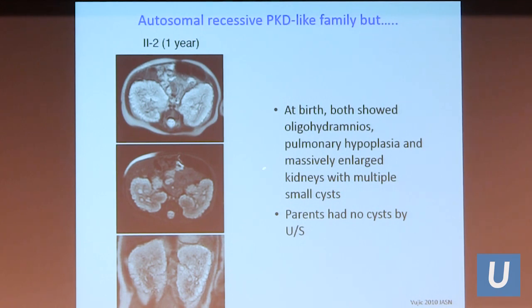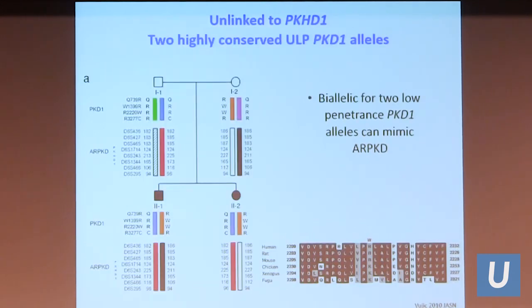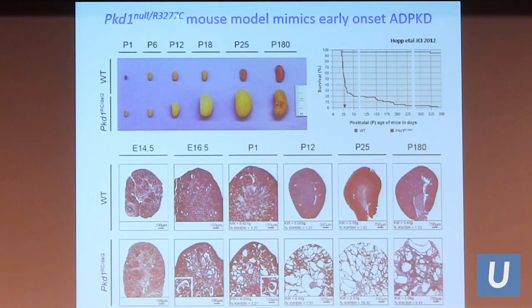We can also get a presentation that looks even more like ARPKD, as we can see in the case here, where there's apparently a negative family history. If we do the genetic analysis in this family, we see that there are no ARPKD alleles shared by the two children, but there are two alleles at PKD1: the hypermorphic allele I showed you, and another at a well-conserved site in the protein. And it's a combination of these two alleles that we think is important for causing this early onset disease.